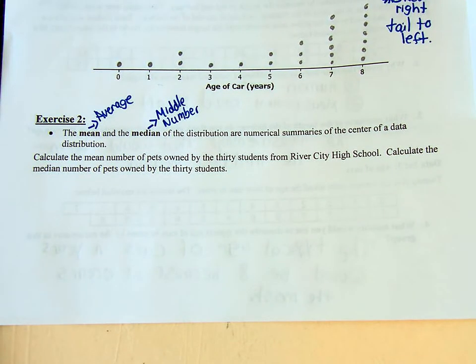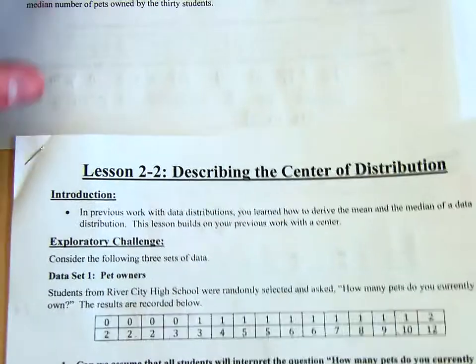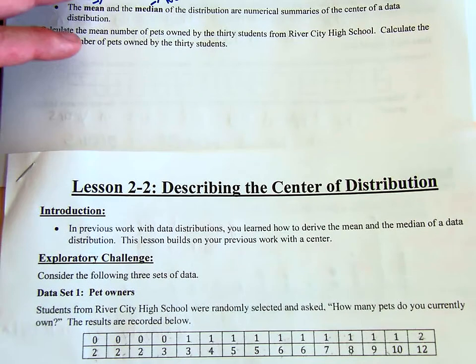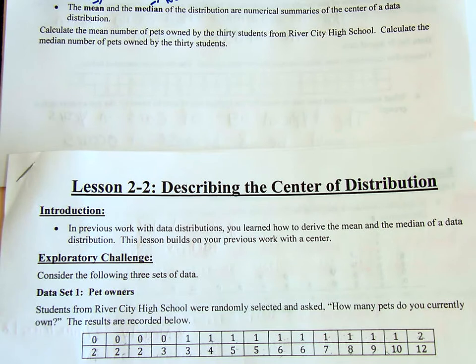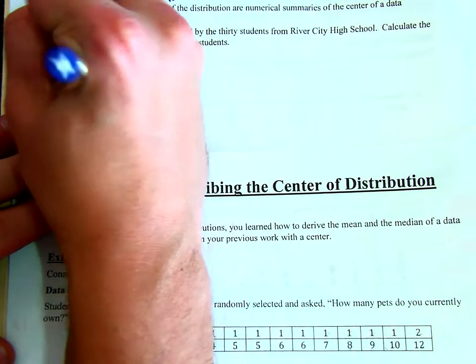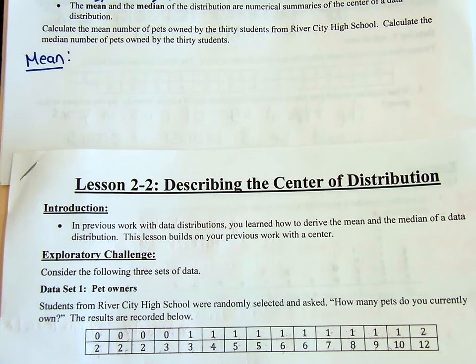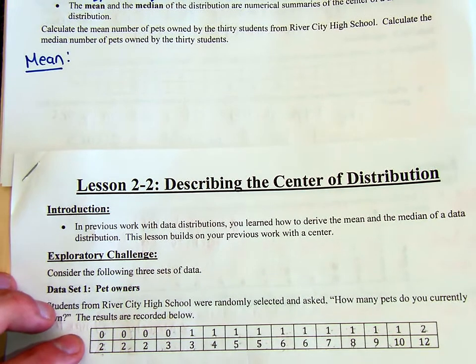So they want us to calculate the mean number of pets owned by the 30 students at River City High School. So if we go back to our chart for our pet owners, so we have our chart. Let's find the mean first. If we wanted to find the mean, what we'd have to do is just add up all the numbers and divide by the number that we have. So I'm going to add up all these numbers in this chart.